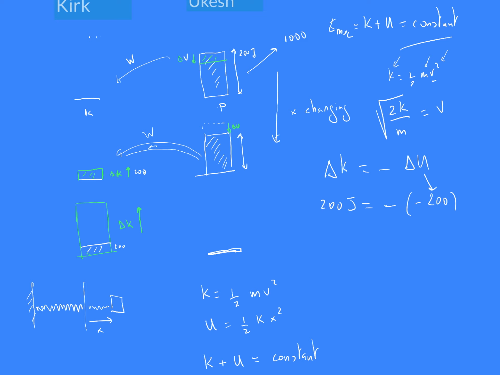So what it's saying is that 200 equals minus minus 200, which is correct. The equation that takes place is that the change in the kinetic energy is minus the change in the potential energy.